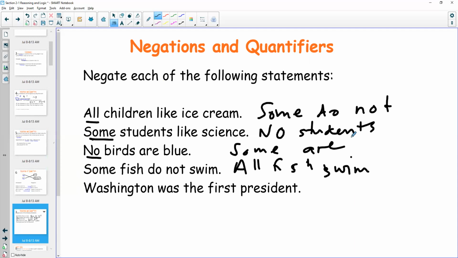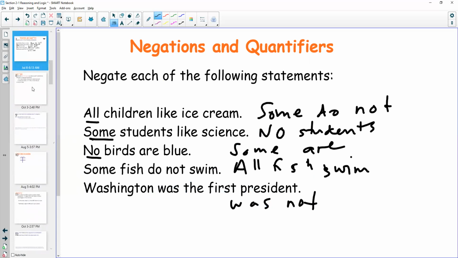And then down here, Washington was the first president. What's the negation of that? Well, if you read that statement, there is not a quantifier in there. So there's nothing for us to take out. So we can just say Washington was not. Remember that when we make a statement, we make its negation. That doesn't necessarily mean that it's true. It's going to feel weird to write down that Washington was not the first president, but that's okay.